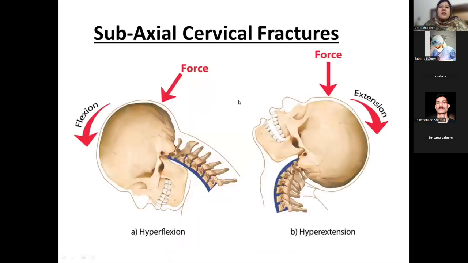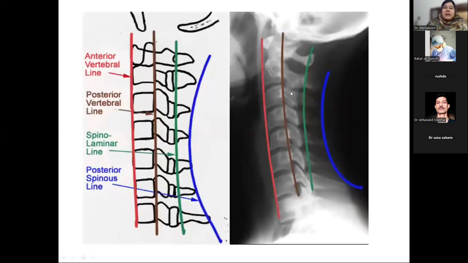So then we have subaxial spine. Obviously cervical spine is divided into C1, which is atlas, C2 axis, and C3 to C7 vertebrae. They are collectively known as subaxial because they are below the axis, so subaxial spine. So there can be any type of injury. There can be hyperflexion injury, hyperextension injury. These are the lines that we discussed previously: the anterior and posterior vertebral line, spinolaminar line, interspinous line, or posterior spinous line.